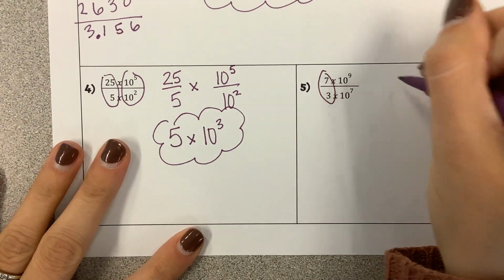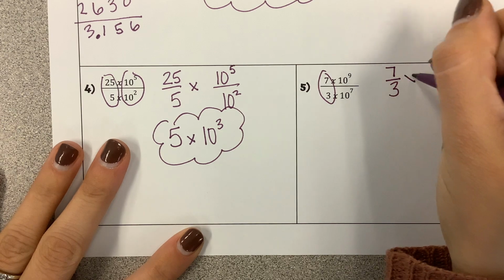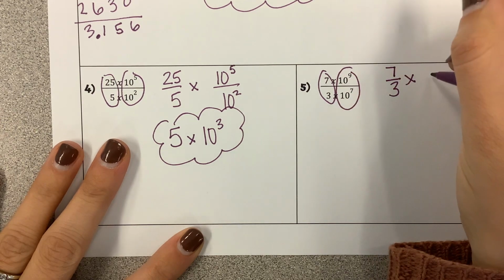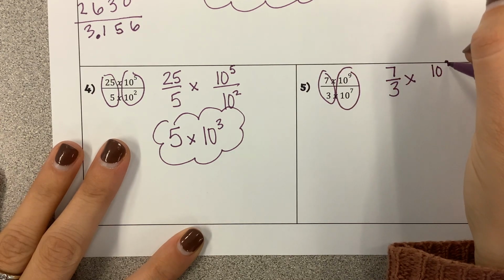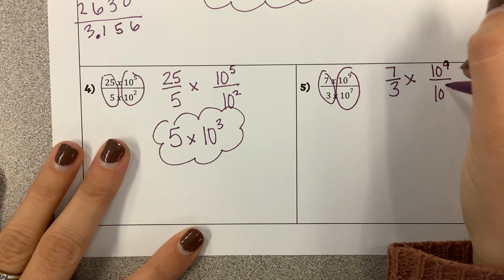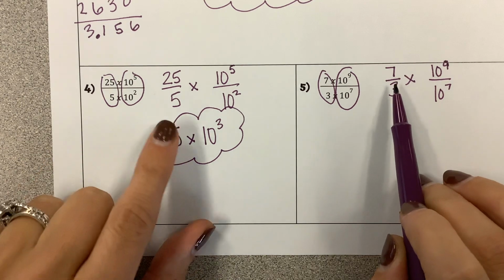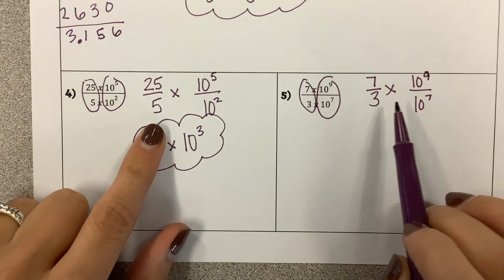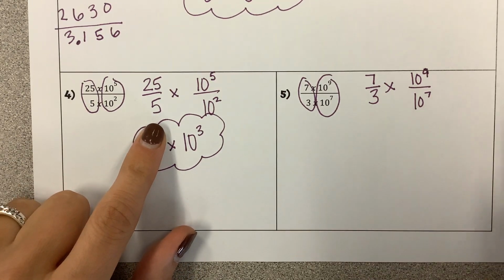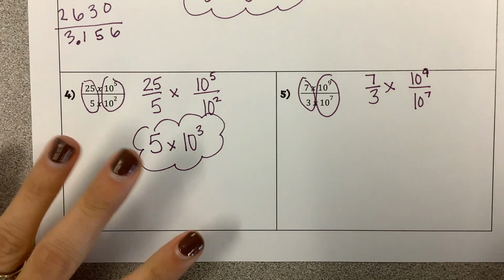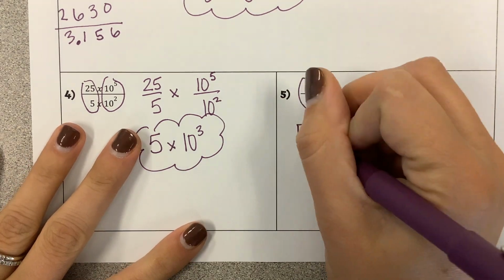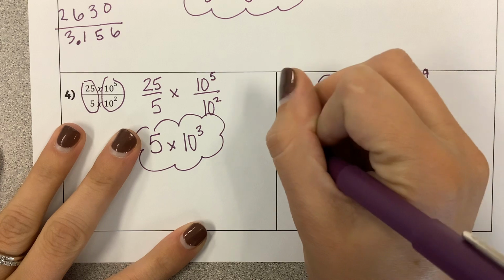Let's do it again for number 5. Splitting it up, our numbers, we have 7 over 3 times our powers, 10 to the 9th over 10 to the 7th. So the last one was nice because it divided out to a whole number. Here, 7 over 3, that's not going to be a whole number. We're actually going to divide. Let's do some long division, our favorite.